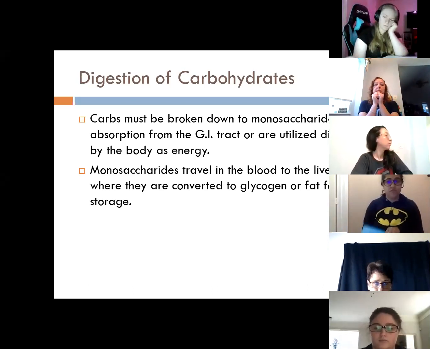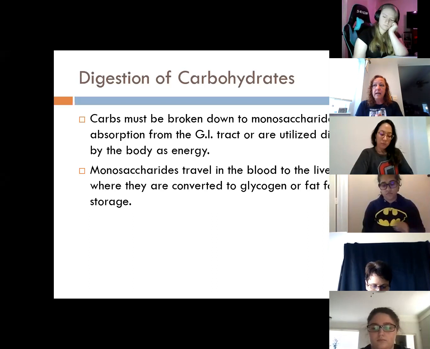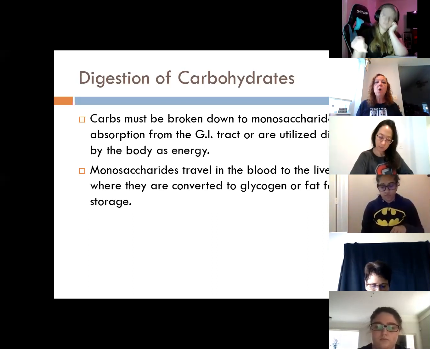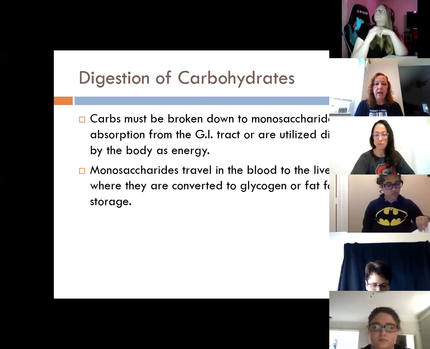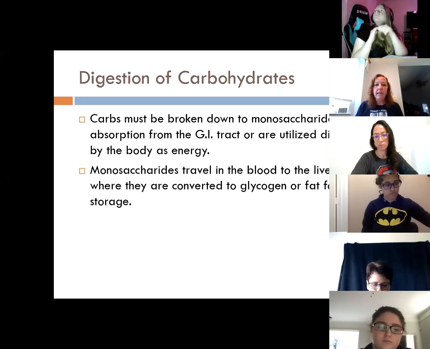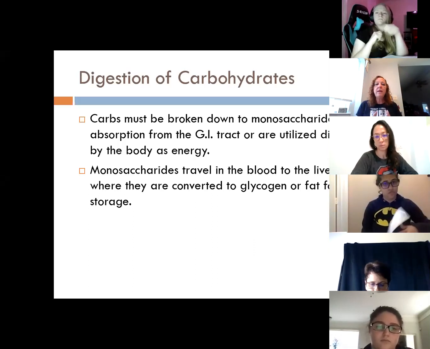Two Legos joined together are called a disaccharide. Multiple sugars joined together are called a polysaccharide. And what we need to do is we need to be able to break.